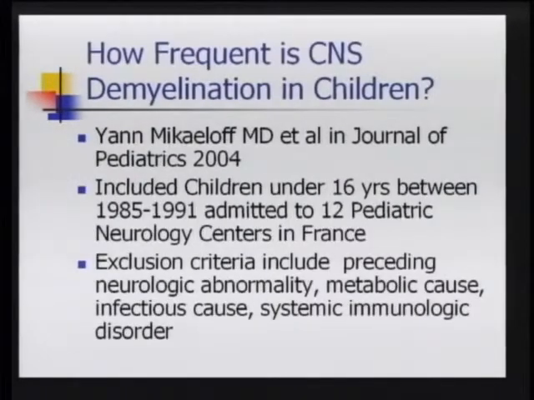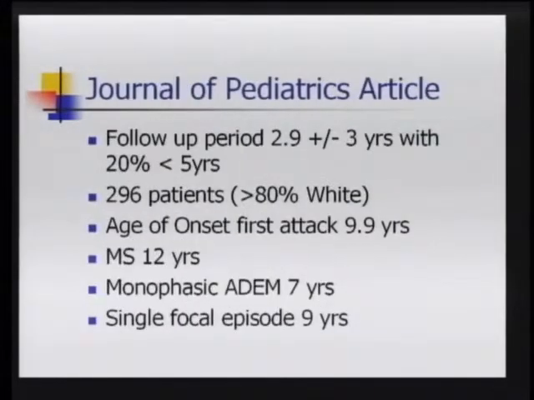All right. So one of the studies that was put out by the French pediatric neurologists in 2004 looked at how frequent are CNS demyelinating events in children. And they excluded several different types of diseases, but basically we're looking at primary CNS demyelination. And these patients were followed for a period of approximately 3 years, and there were almost 300 patients, but as you would expect, most of them are European.